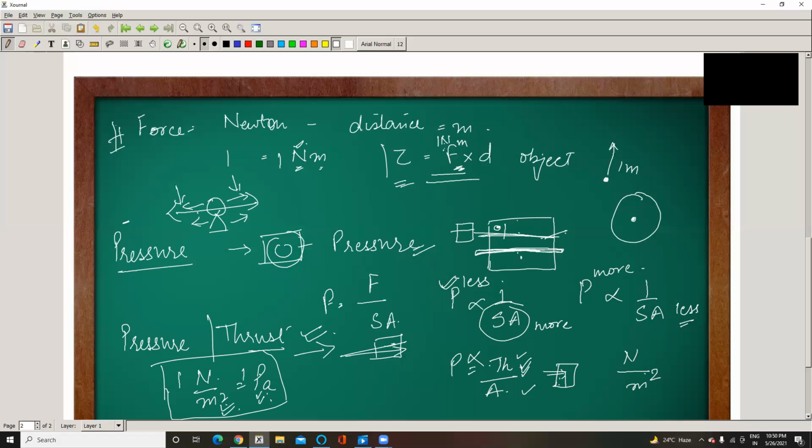Then you can see the bridges also, the pillars, the bridges, the buildings, multi-story buildings. What is there? The lower base is broader because the pressure is high at the lower level. In the seas also, the pressure is high at the lowest level. So whatever it is, that area has to be broader so that it can't get disturbed.